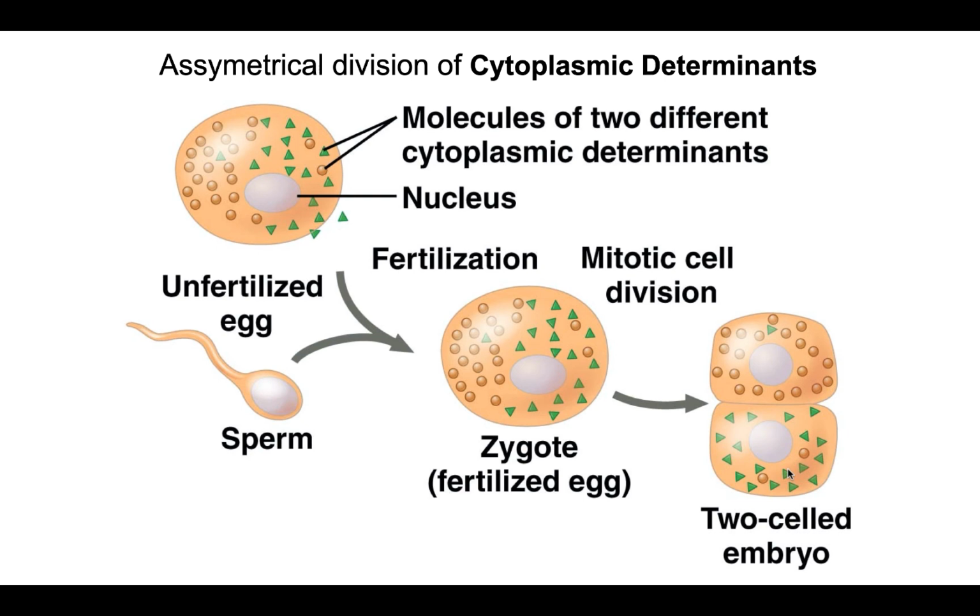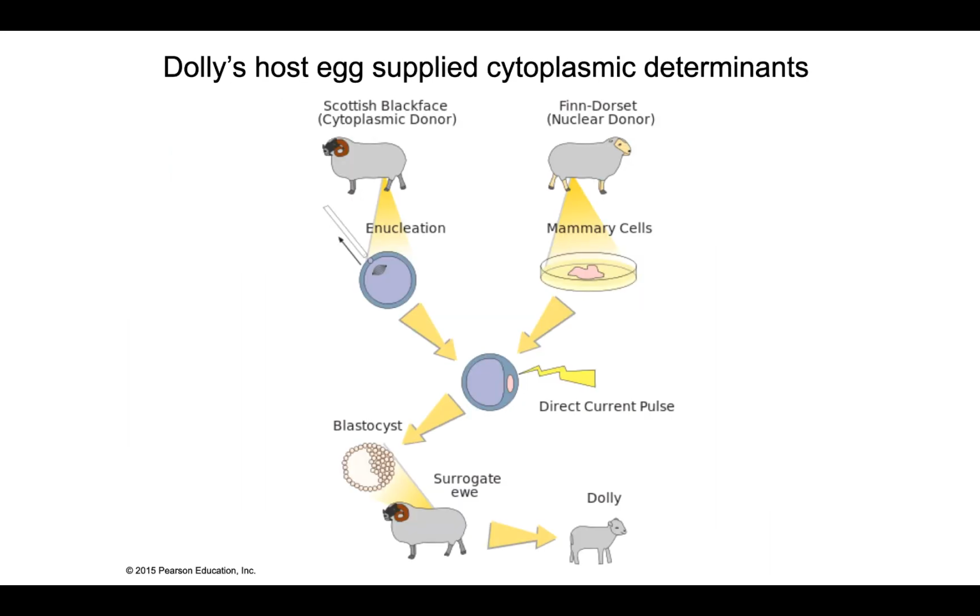So, the asymmetric division of cytoplasmic determinants, that maternally derived cytoplasm, is one important way in which cells start to differentiate. Now remember that we could not directly convert mammary gland cells to other different cell types, right? That trans-differentiation doesn't happen. But if we take the nucleus of that and we put it into an egg, then we can get it to become every cell and direct the development of a full-blown sheep.